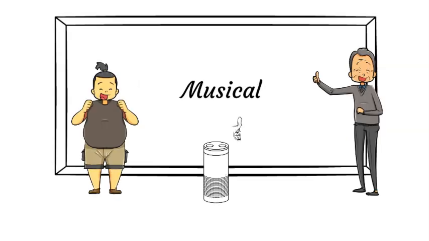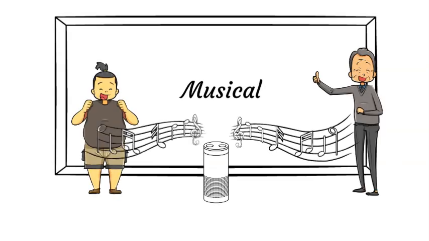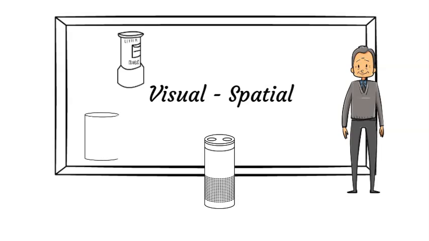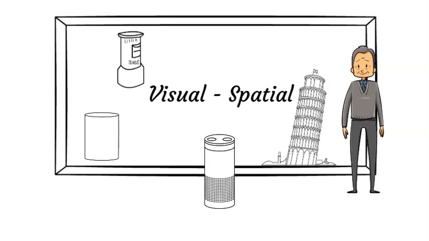Musical intelligence allows a person to easily sense rhythm and sound patterns. They can also identify the source of specific sounds and tones. Visual spatial intelligence allows a person to render pictures and images in their minds without the need for visual aids. This can often translate to drawing or other related artistic skills.